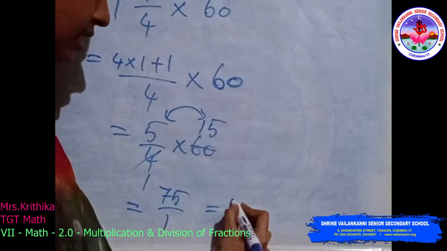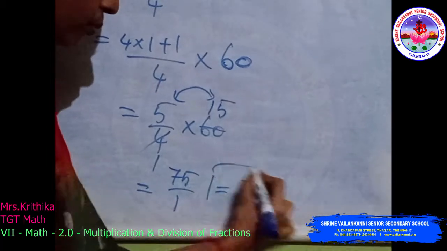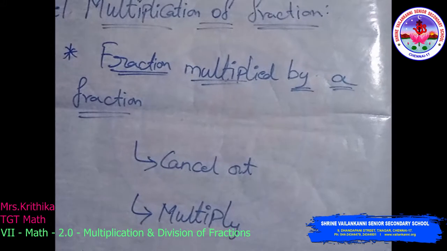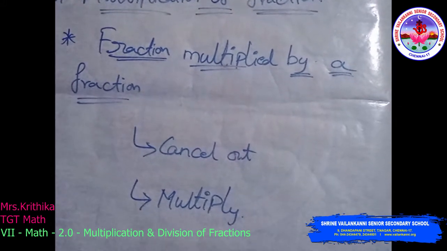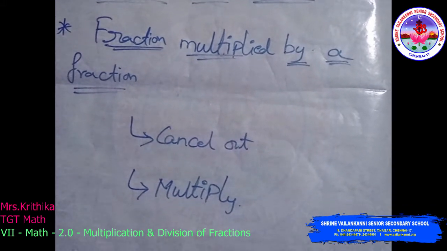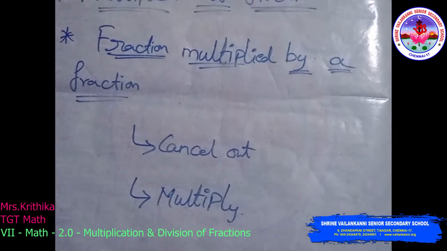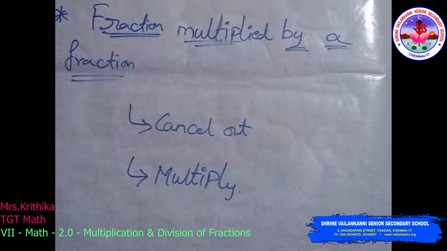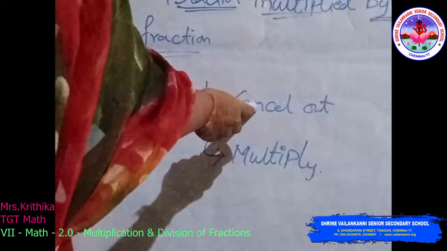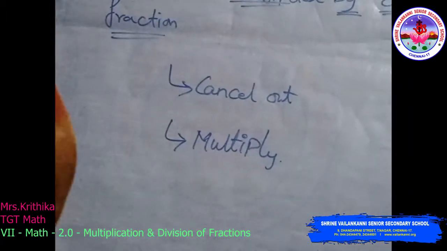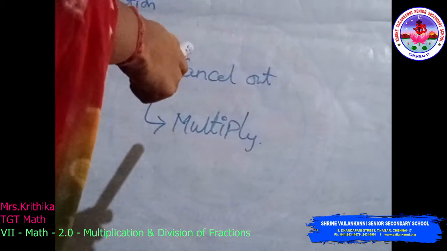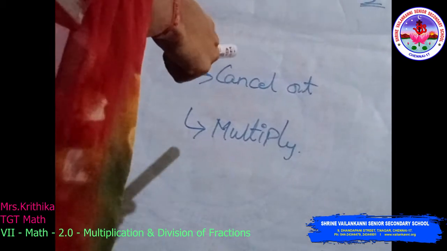The answer is 75. Next one is fraction multiplied by a fraction. To multiply a fraction by a fraction, first cancel out the common factors between the numerators and the denominators. Next, multiply the remaining numerator and the remaining denominator.